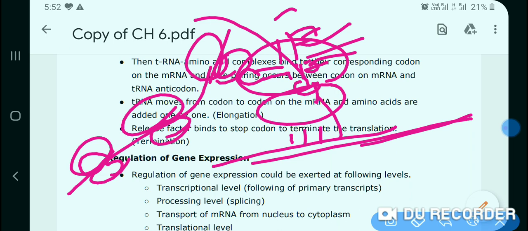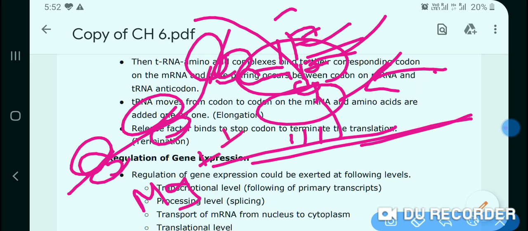Before translation, these two units of ribosomes are separated, and during the protein synthesis, they attach with each other with the help of magnesium ion, and this is known as association. And at the end of the translation, again both the units detach, and this is known as dissociation.